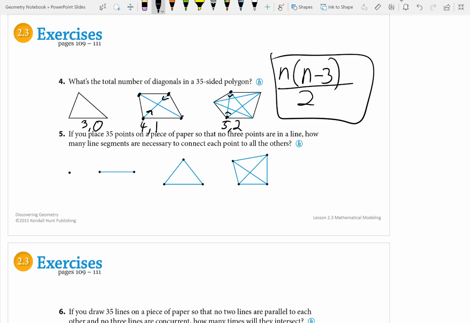Let's see if that works. So let's see here. 3 was 0. 4 had 2 diagonals. 5 had 5 diagonals. So if I take, let's do 4. 4 times 4 minus 3 over 2 is 4 times 1 over 2, which is 2. Check. That works. It looks like we're good.